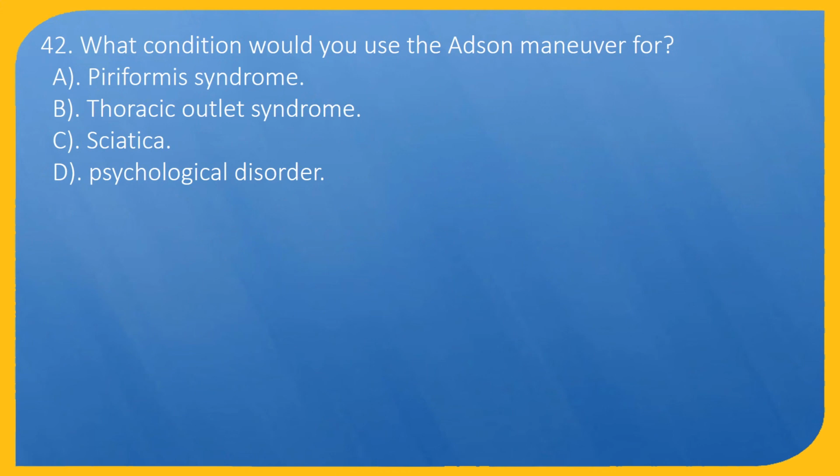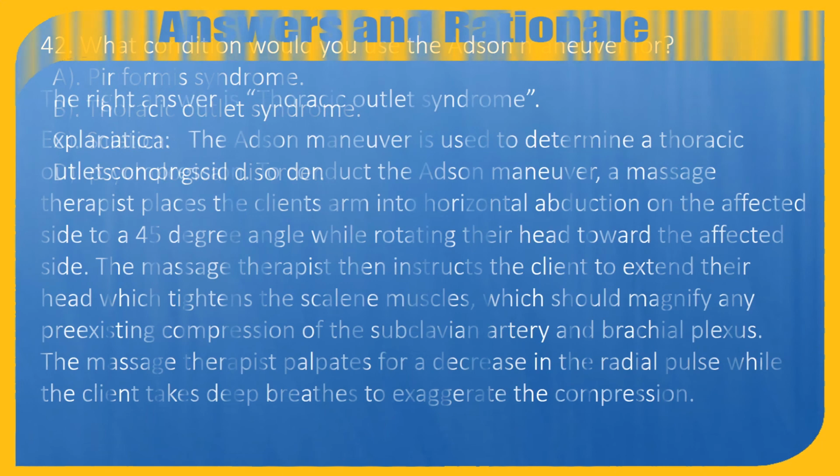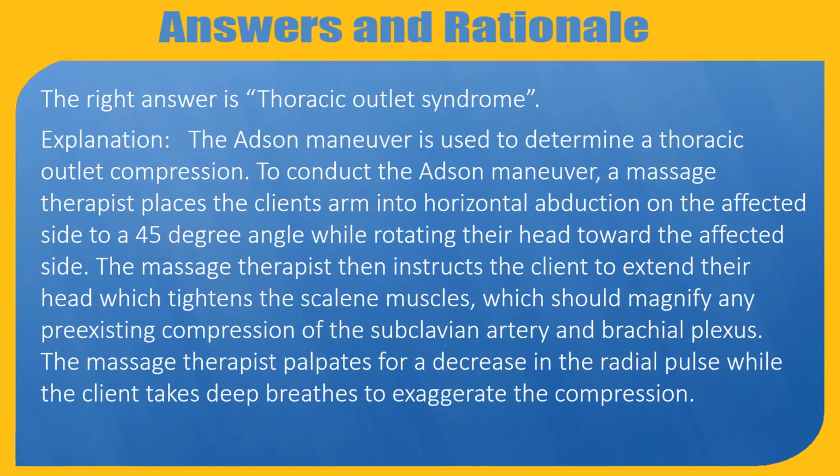Question 42. What condition would you use the Adson maneuver for? A. Piriformis syndrome. B. Thoracic outlet syndrome. C. Sciatica. D. Psychological disorder. The right answer is thoracic outlet syndrome. Explanation: the Adson maneuver is used to determine a thoracic outlet compression.